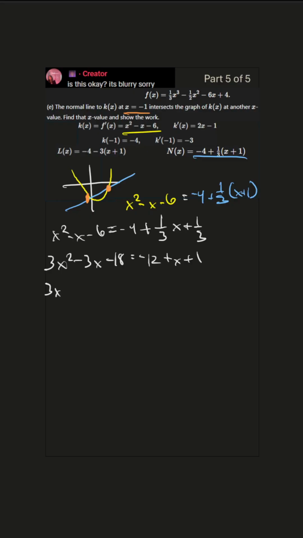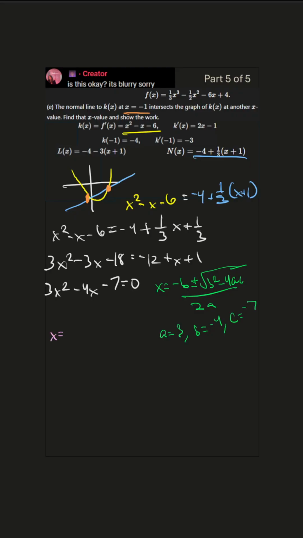Okay, now we'll get everything over to one side. We have 3x squared minus 4x. Let's see, -18 plus 11 is -7 equals 0. So now we use the quadratic formula. x equals -b plus or minus square root b squared minus 4ac all over 2a. And here a equals 3, b equals what? -4, and c equals -7. So we just plug those values in.